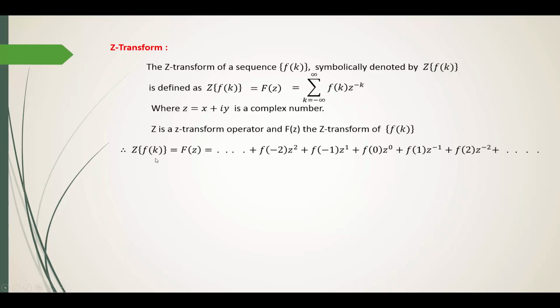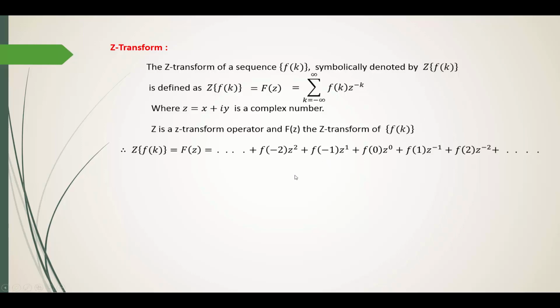Therefore, Z transform of f(k) equal to F(z) equal to, here put the values of k from minus infinity to plus infinity. So for that write down k is minus 2. So f(-2), z raised to minus of minus 2 means z square, plus next term put k is minus 1. So f(-1), z raised to minus of minus 1, plus put k is 0. So f(0), z raised to 0. Put k is 1, f(1), z to the power minus 1. Put k is 2, so f(2), z to the power minus 2 plus dot dot dot.